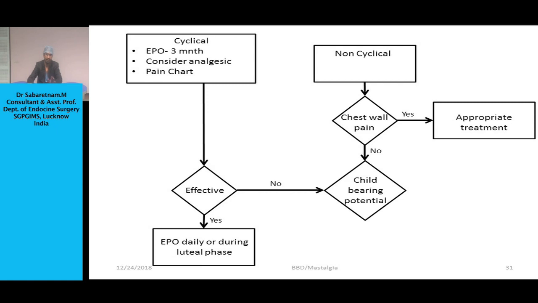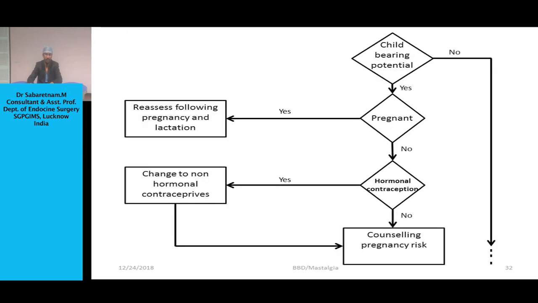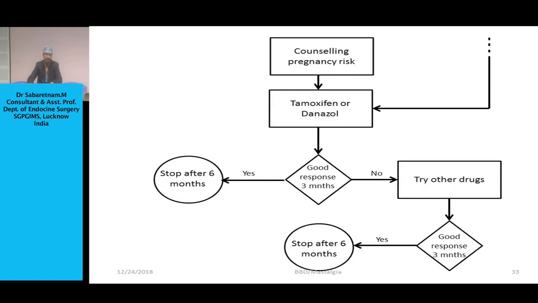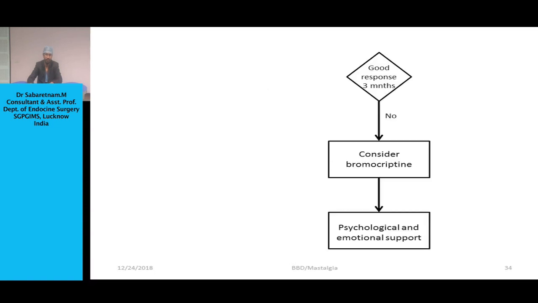If evening Primrose Oil was successful, then we can ask the patient to take it only during the luteal phase of the menstrual cycle. If it is a childbearing woman, we have to counsel, and if the patient is on hormonal contraception, we change to some other method of contraception, and the pain will settle. Most important is counseling, and if the first line drugs fail, then we can go for Tamoxifen or Danazol. The most important part of treatment of mastalgia in any setting is to counsel the woman that she is not predisposed to cancer. And after the second line, we can consider bromocriptine, which is the third line. That is most important.